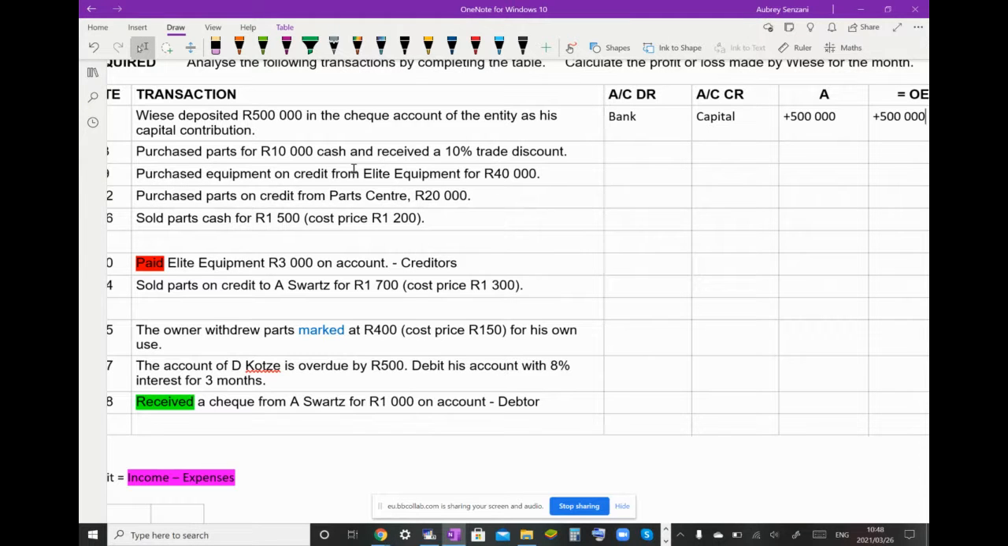Now, a trade discount is what we receive when we're doing the transaction, immediately when we're doing the transaction. So basically what they're telling us is that this 10,000 is not what's due, because we've received a 10% trade discount. So we owe 90% on that amount. How much are we supposed to be paying? 9,000. So immediately we just take it as 9,000. We don't worry about the 1,000.